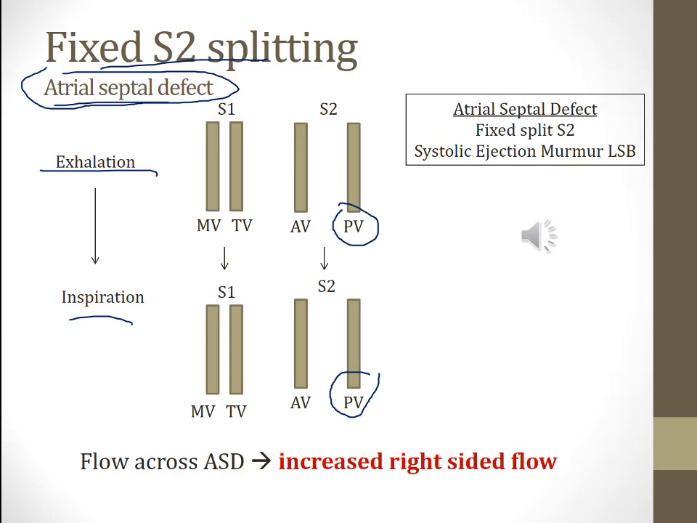So at the top right side of the screen, I've summarized the classic findings of an atrial septal defect just so you can remember these. It's a fixed split of the second heart sound and also a systolic ejection murmur at the left sternal border. The murmur is caused by increased flow across the pulmonic valve.